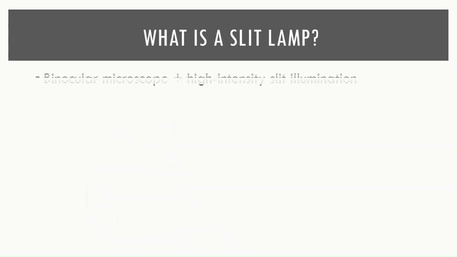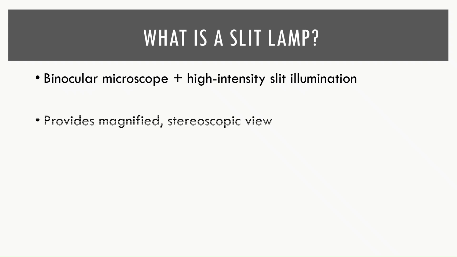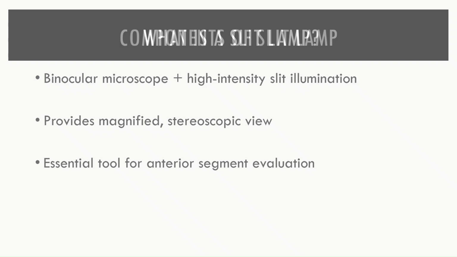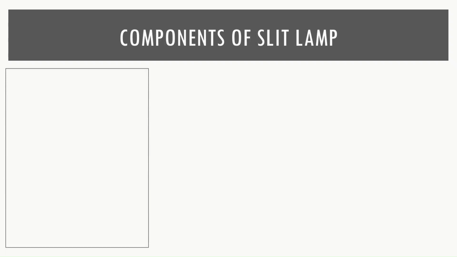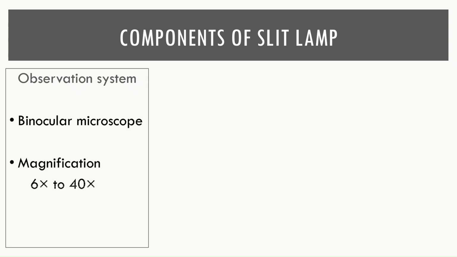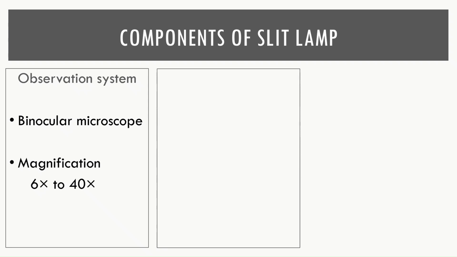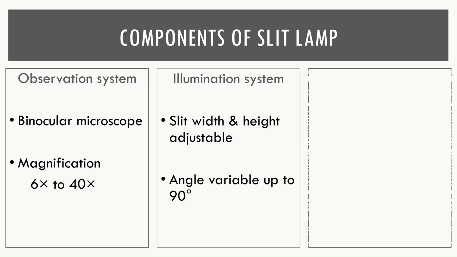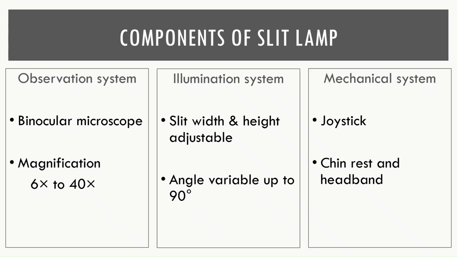A slit lamp is a binocular microscope combined with a high-intensity adjustable slit light source, allowing magnified and stereoscopic examination of the anterior segment of the eye. The slit lamp has an observation system, which is a binocular microscope with variable magnification, an illumination system with adjustable slit dimensions and angles, and a mechanical system for precise focusing and positioning.